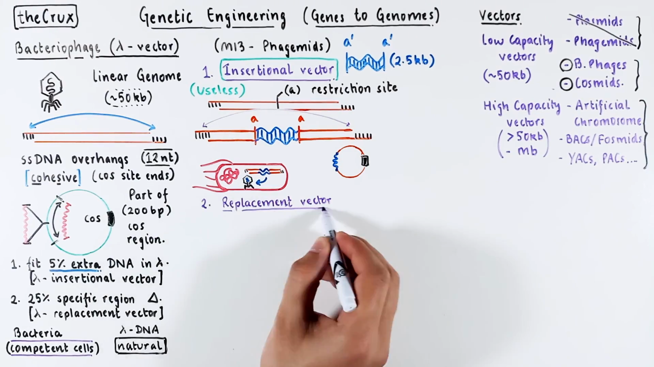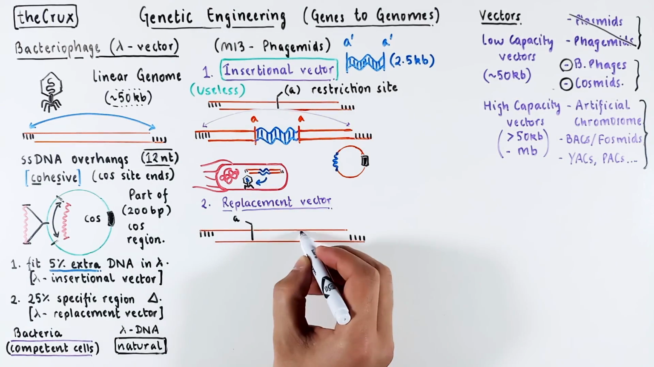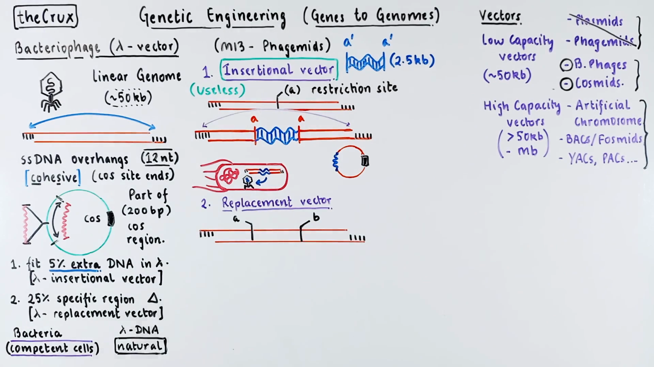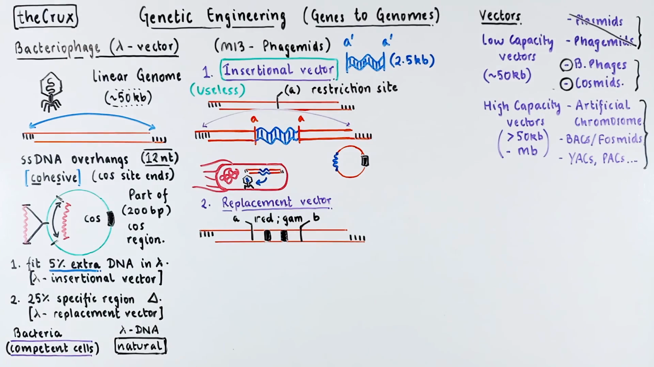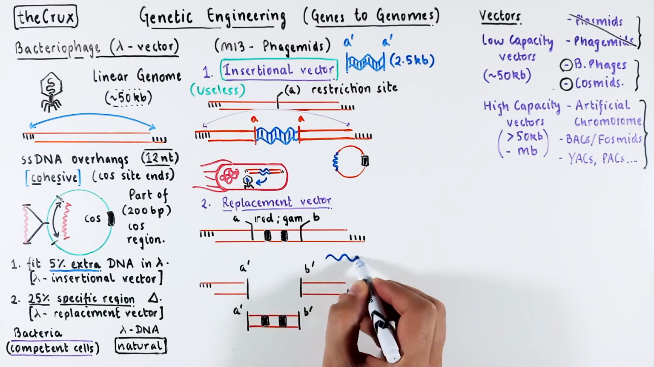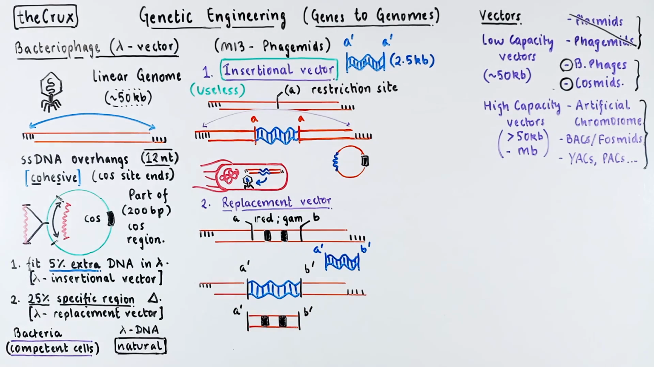Replacement vectors rely on cutting the lambda DNA at two locations. This region, the middle fragment, typically contains two viral genes called red and gam. This fragment represents 25% of junk stuff that can be removed without any problems. Once you have removed this internal fragment, your choice of DNA can be used to replace this junk stuff. 25% of 50 kb means that you can remove up to 12.5 kb of the viral DNA.